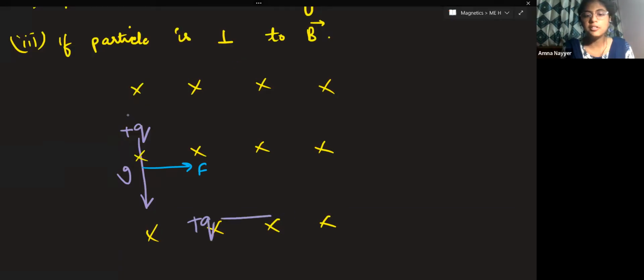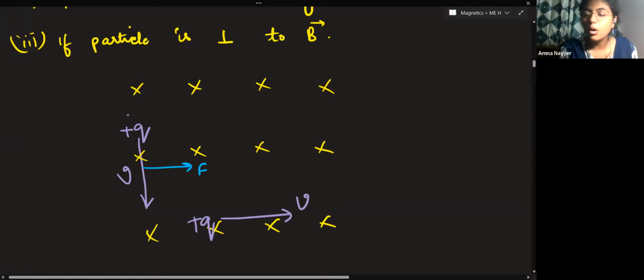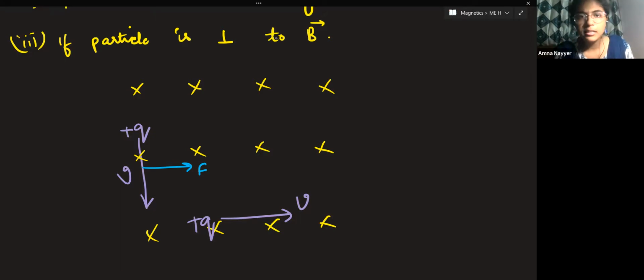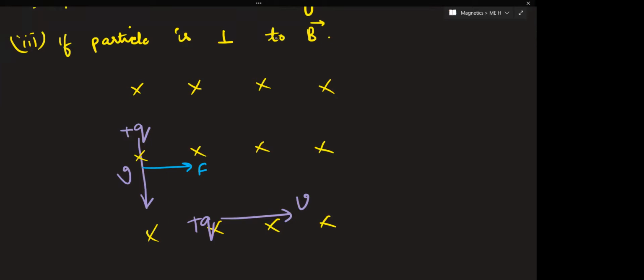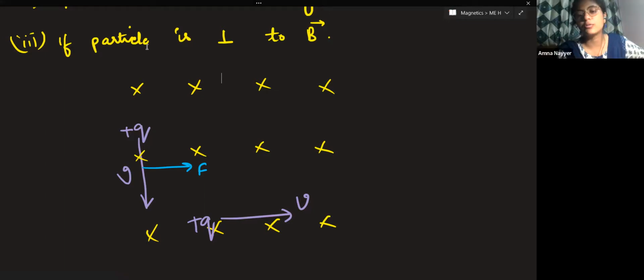This charge is moving in this direction with velocity v. Now try. All of you should respond in the chat box. If you've understood this first part, how to apply the direction, then answer. What is the direction of force? Up, down, right, left. In terms of i cap, j cap, you can answer.